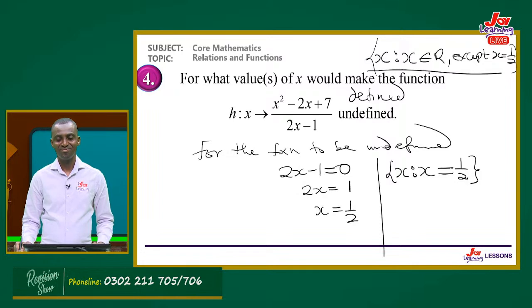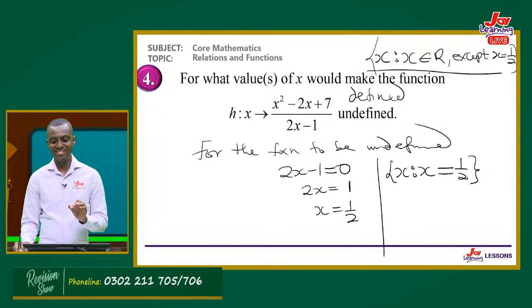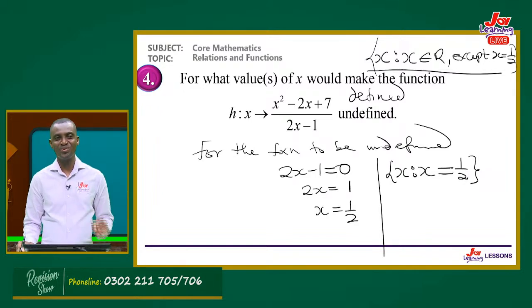X is such that X is equal to 1 on 2. Perfect. Why do you think that is correct? Because it will make the function undefined.